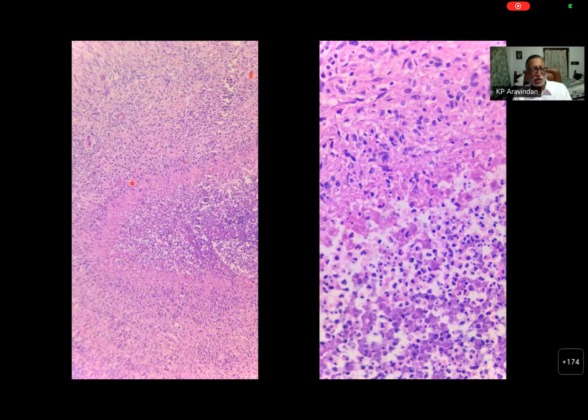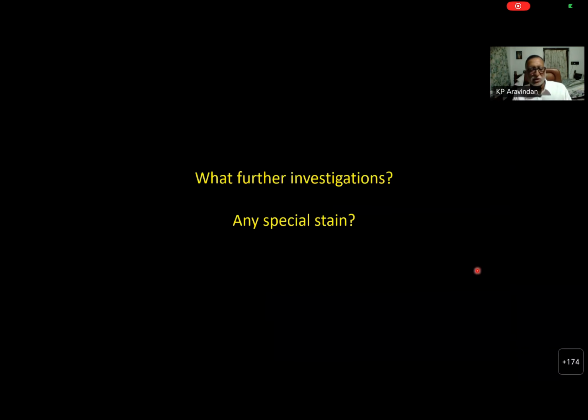Look at these granulomas containing abscess-like structures inside. So this is a large granuloma full of neutrophils inside. This is a higher power view, the epithelioid cells here, and full of neutrophils. So what further investigations do you want to do? Any special stain?